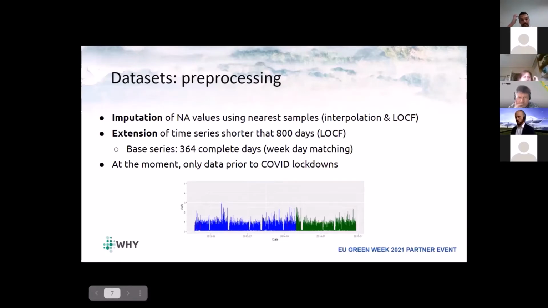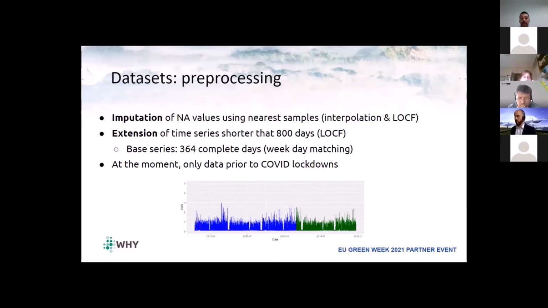Datasets require certain preprocessing. For example, it's necessary to fill in the missing data. Depending on the length of the gaps, imputation has been performed just by using simple interpolation algorithms or by using the last observation carried forward method, taking the data from the previous week.